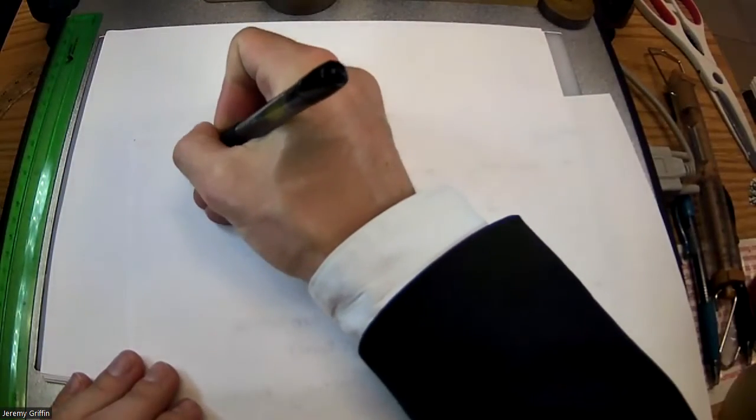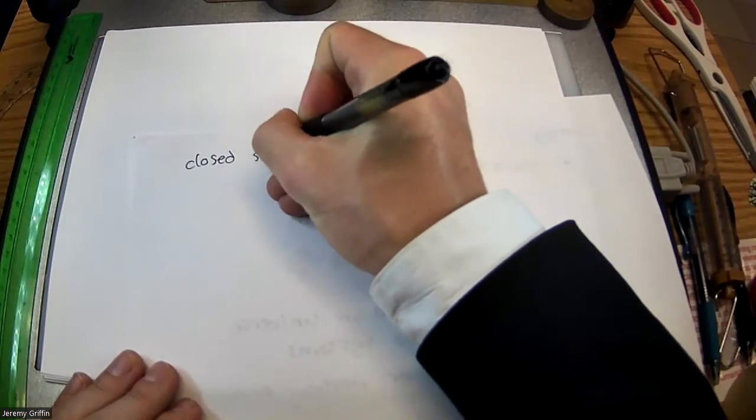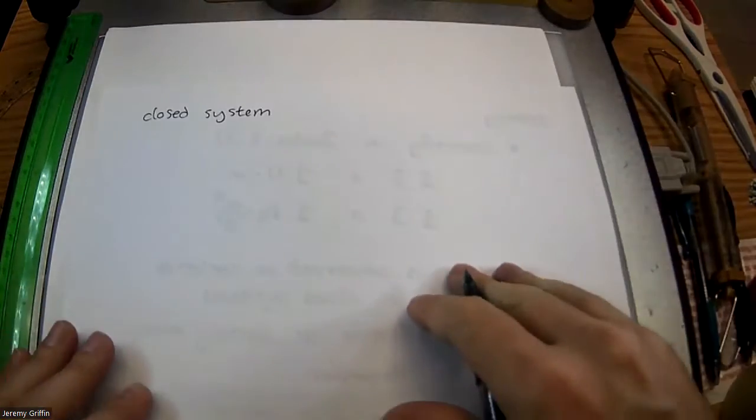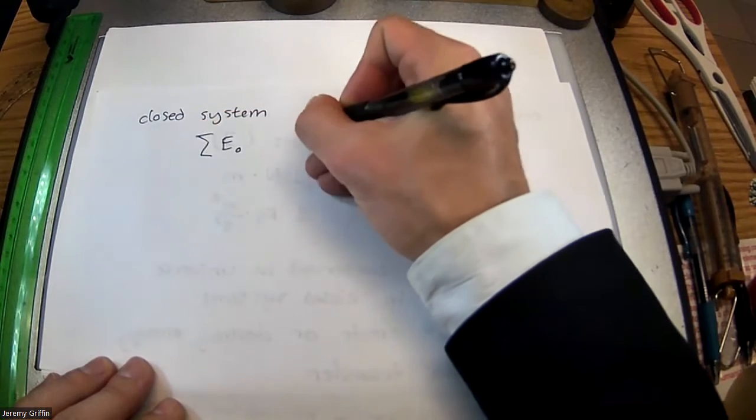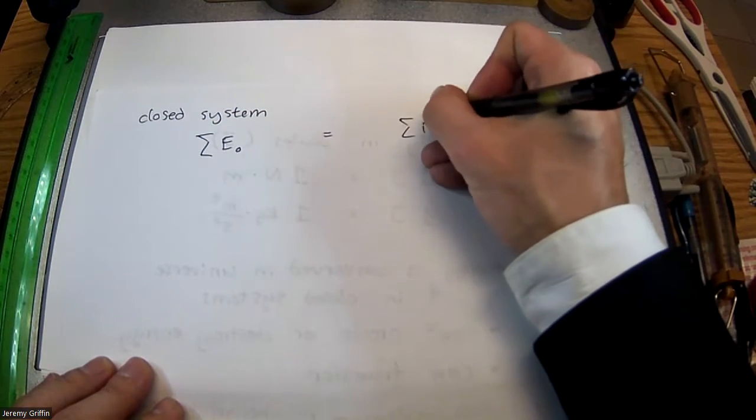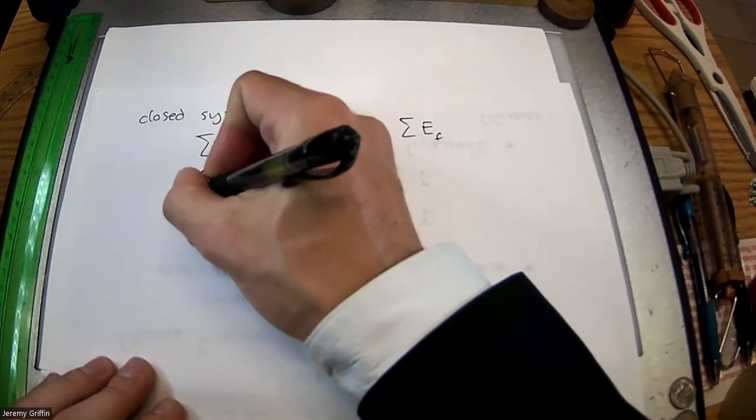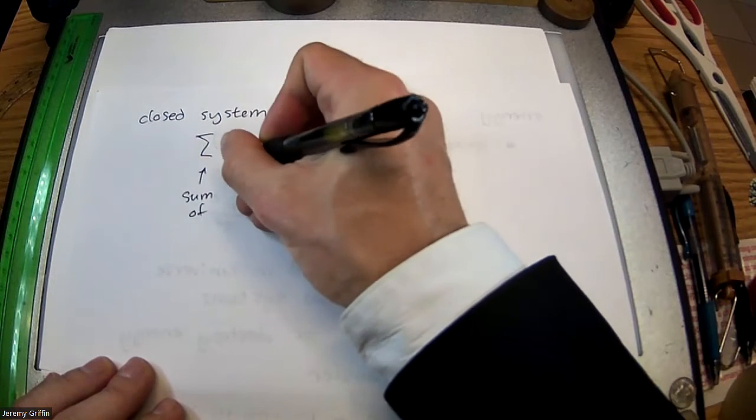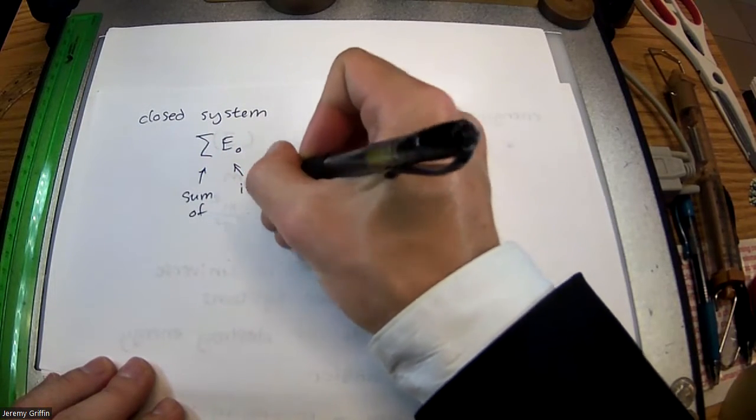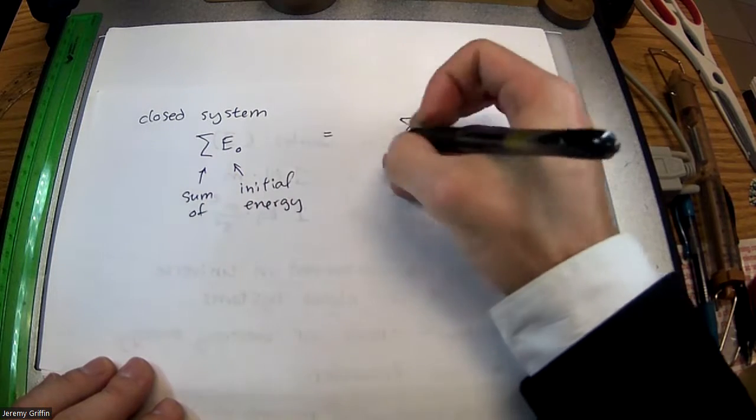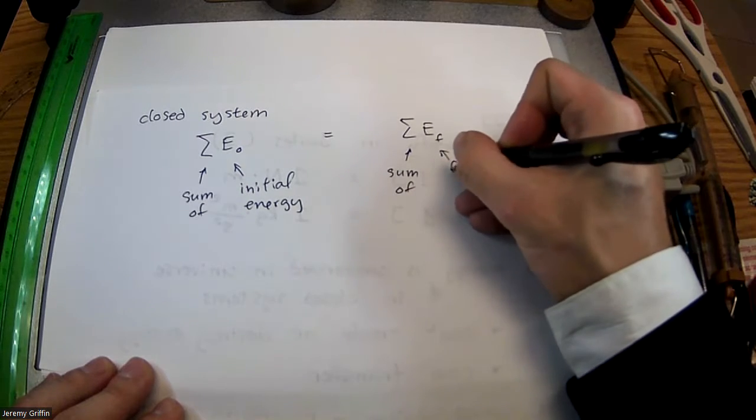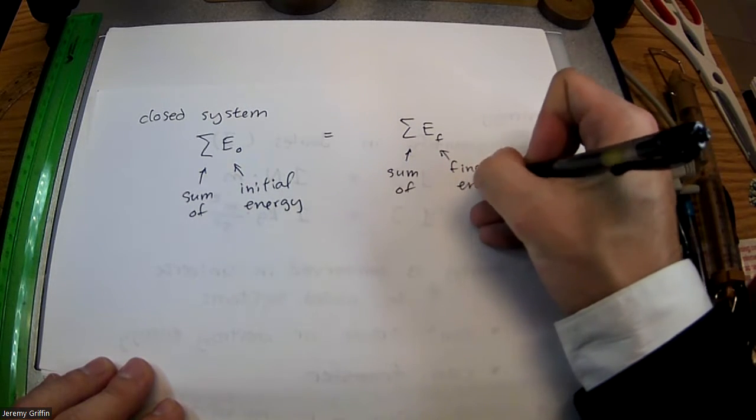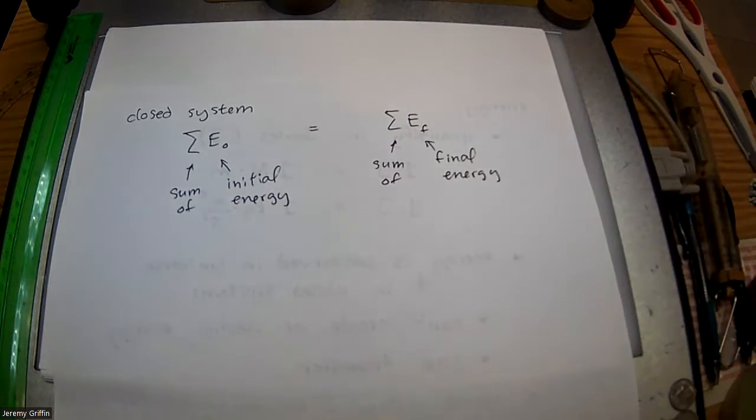Now, speaking of closed systems. Let me write this down more in a physics type way. I can say this: the sum of energy initial is equal to the sum of energy final. So let me spell this out. The sum of initial energy is equal to the sum of final energy. That's what conservation of energy is, right?